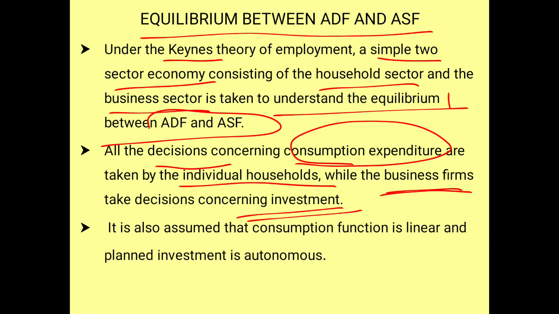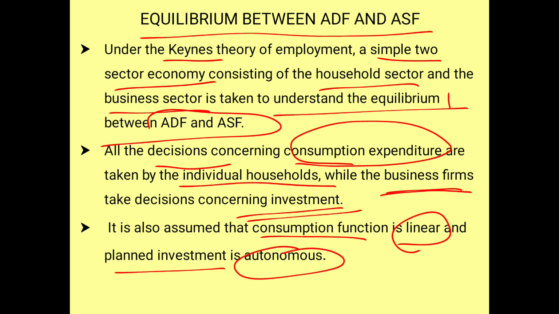It is also assumed that the consumption function is linear and planned investment is autonomous. So what do you mean by linear? Consumers use the product to the greatest extent, until it becomes waste, and only after that do they throw it away. This is linear.